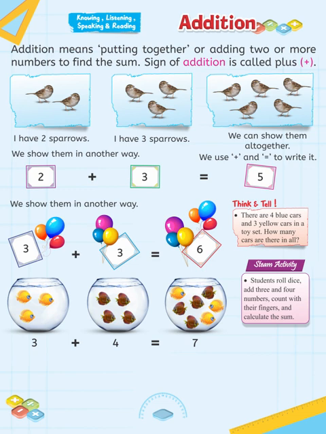Think and tell. There are 4 blue cards and 3 yellow cards in a toy set. How many total number of cards are there? Add 4 to 3 and you will get the total number of cards. The answer will be 7. That's great indeed.